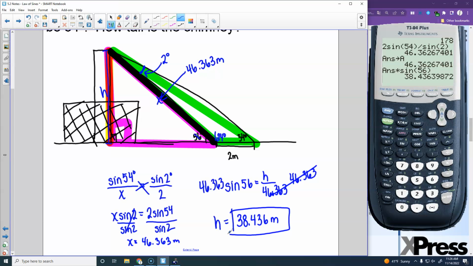Okay, trig, super useful in like surveying sort of context. Here, finding the height of something because you're not climbing up to the top of that chimney and using a tape measure to measure it very easily.